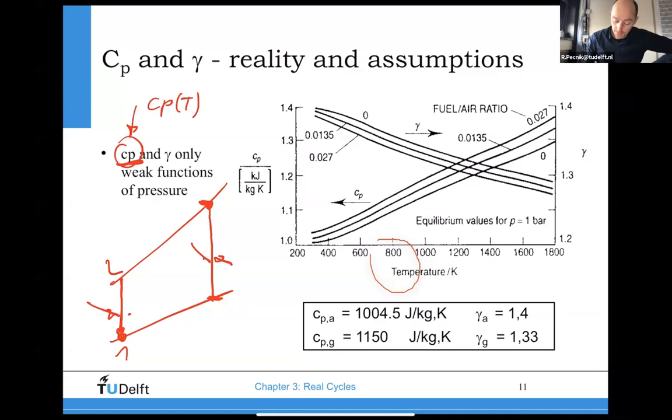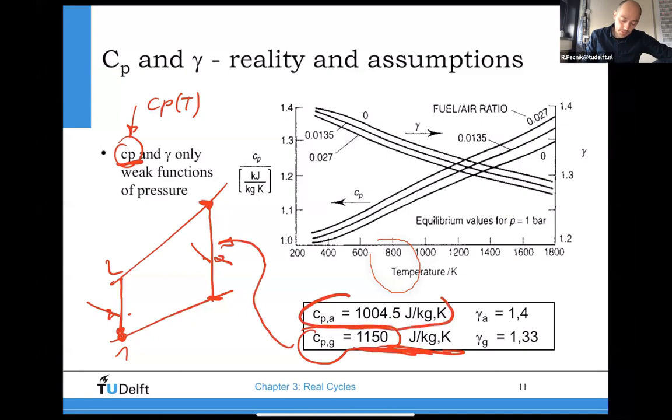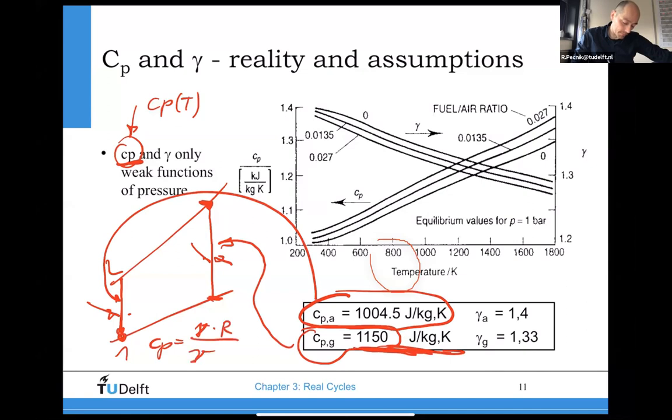And this is just to show you here, for example, the CP that we usually use for the turbine. We still can assume that it's constant, but this is the CP that we would use here for the turbine, and this is the CP that we would use here for the compressor, 1004.5. This can be easily calculated by CP equals gamma times gas constant divided by gamma minus 1. And gamma, we already said, is 1.4. R is 287 joule per kilogram Kelvin, right? And then you can calculate the CP value, which is this one here, 1004.5.